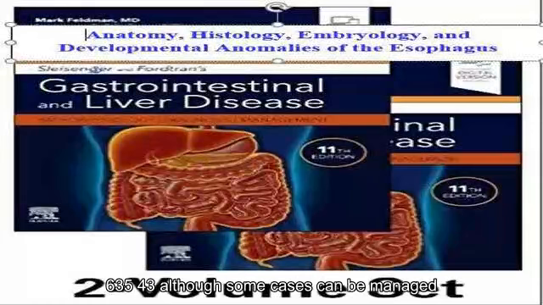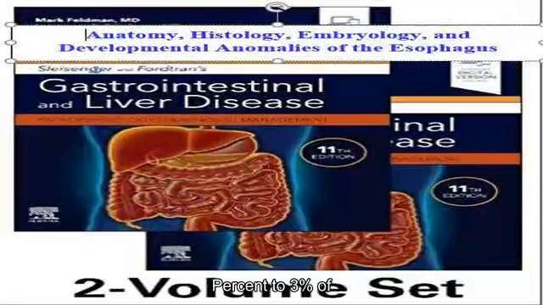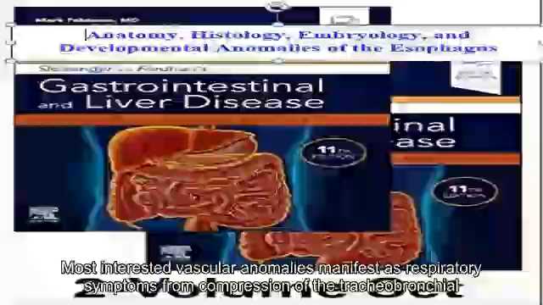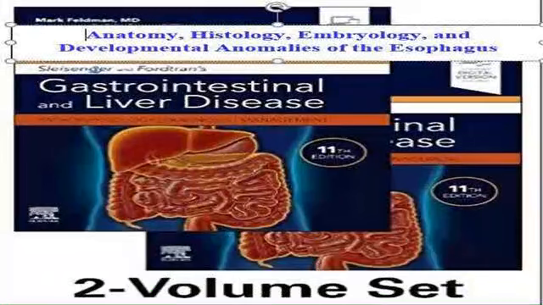Although some cases can be managed endoscopically, reconstructive surgery is indicated for most patients who are symptomatic. Vascular anomalies. Intrathoracic vascular anomalies are present in 2% to 3% of the population. Only rarely do they produce symptoms of esophageal obstruction despite evident vascular compression on an esophagogram. In infancy, most intrathoracic vascular anomalies manifest as respiratory symptoms from compression of the tracheobronchial tree.